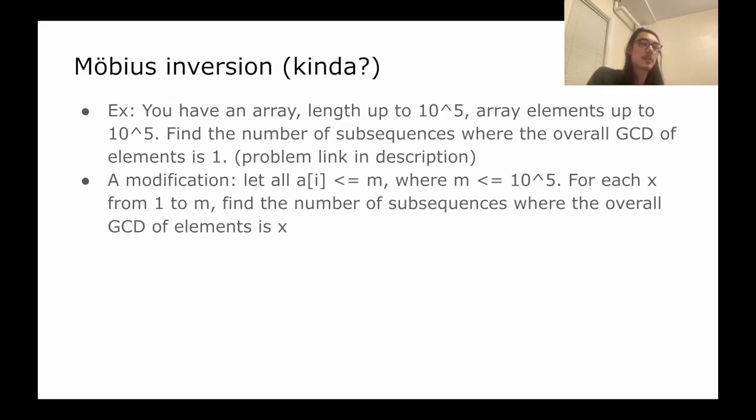And in fact, I'm going to make this problem a bit harder because I love you guys. So constrain all the array elements to be up to m, where m is also up to 10 to the 5th. Now, instead of just finding where the GCD of elements is 1, I want you to find it for all of the numbers simultaneously. So for each x from 1 to m, find the number of subsequences where the overall GCD is x.